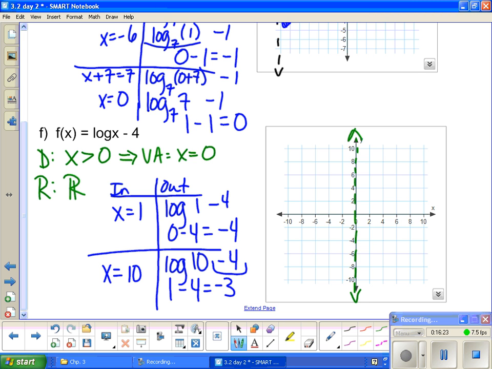Okay, notice how my graph is scaled by units of 2. So we're at x equals 1, negative 4. Okay, because it's scaled by units of 2. x equals 10, and I'm at negative 3. And that's how you would graph logarithmic graphs.